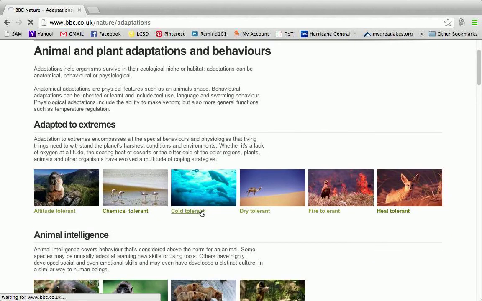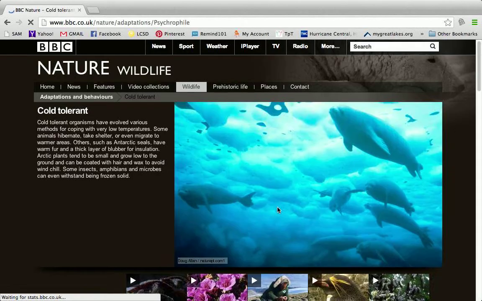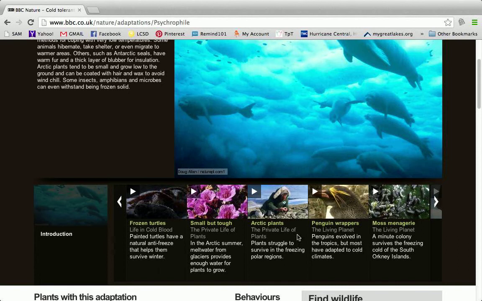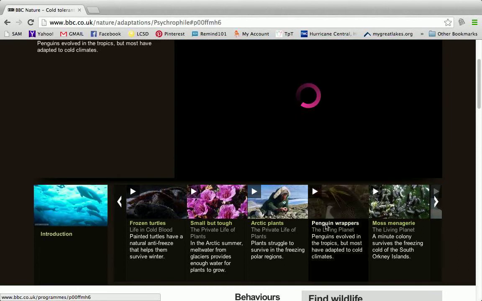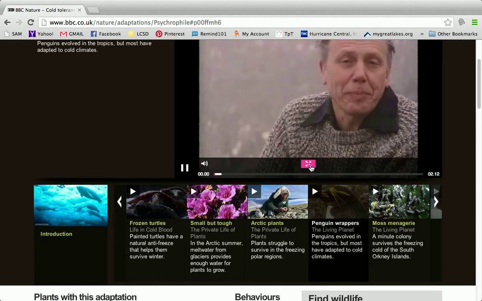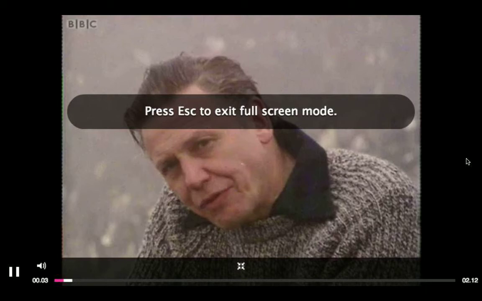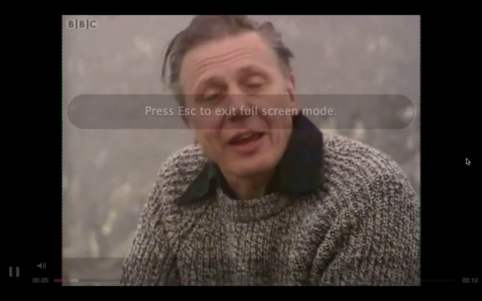Now, whenever we're looking at this, animals can be altitude tolerant, they can be cold tolerant, dry tolerant, fire tolerant, they can be more tolerant to heat. It just all depends upon what that animal has mutated and adapted to be able to survive within their environment. If you wanted to pick a creature to symbolize the frozen wastes of the Antarctic, I guess you might well choose a creature like this.